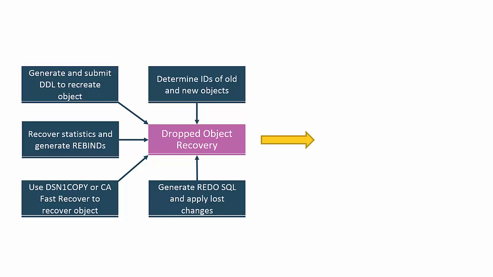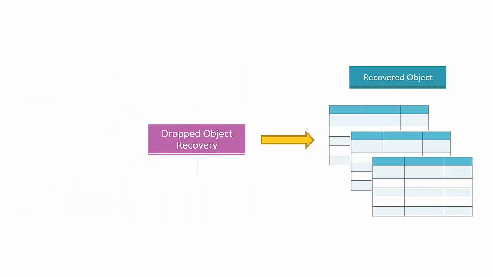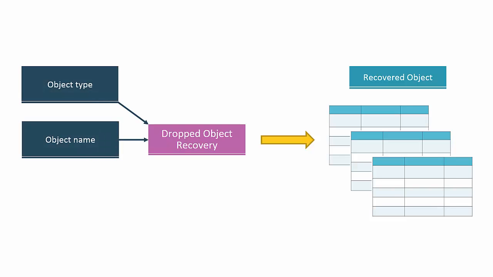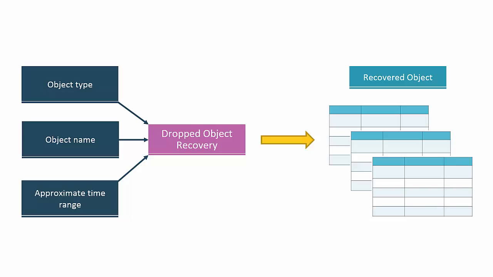This is all done automatically by a single CA Log Analyzer job. All you need to recover an object is specify the type of object, type the name of the object, and add the approximate time range when the object was dropped. Everything else is managed by CA Log Analyzer. Easy to perform even after a very hard night.